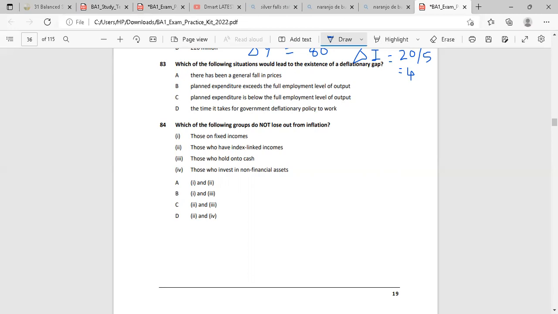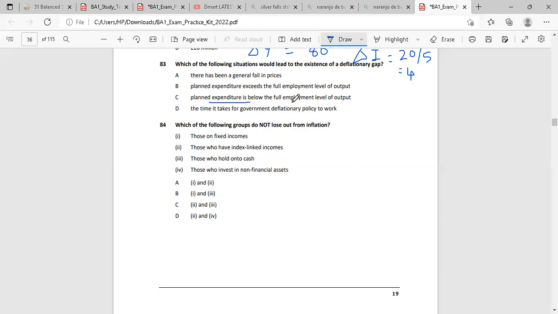So, when the land expenditure is below the full employment, the full employment level of output is what is desired. But they are not taking up the activity to that extent. So the expenditure is below. So there is a mismatch between these two.